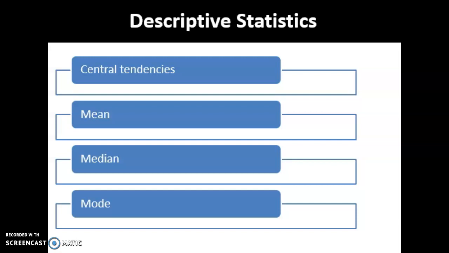This is the mode. So the benefits to the mode: it can be determined graphically and is easy to initially spot and point out in the dataset. The mode can also be used in nominal data, whereas mean and median can't.